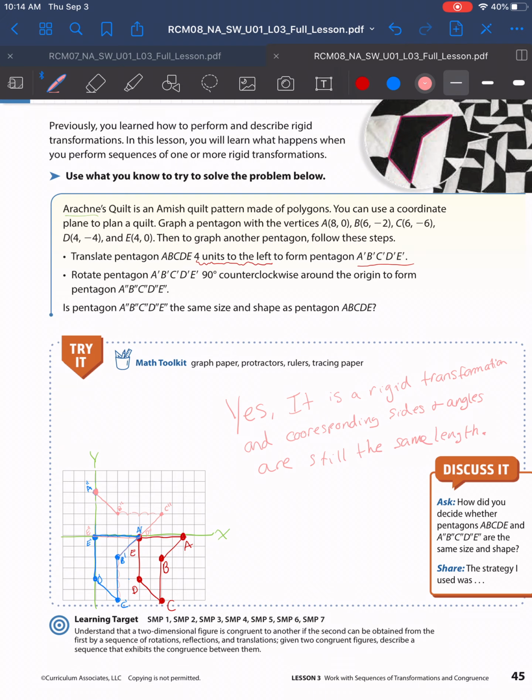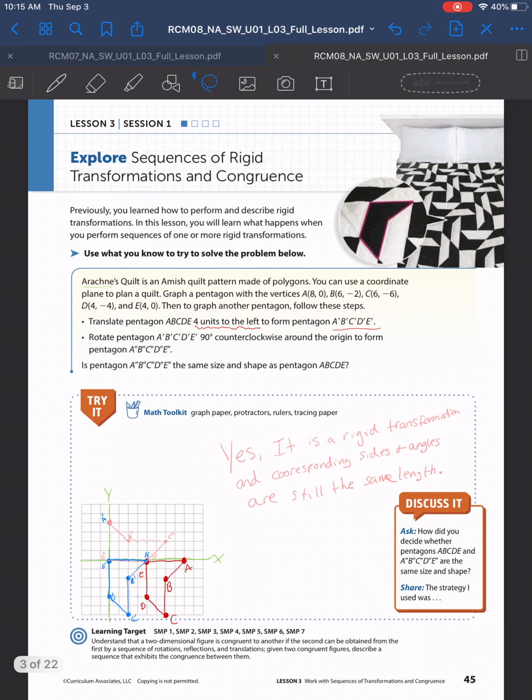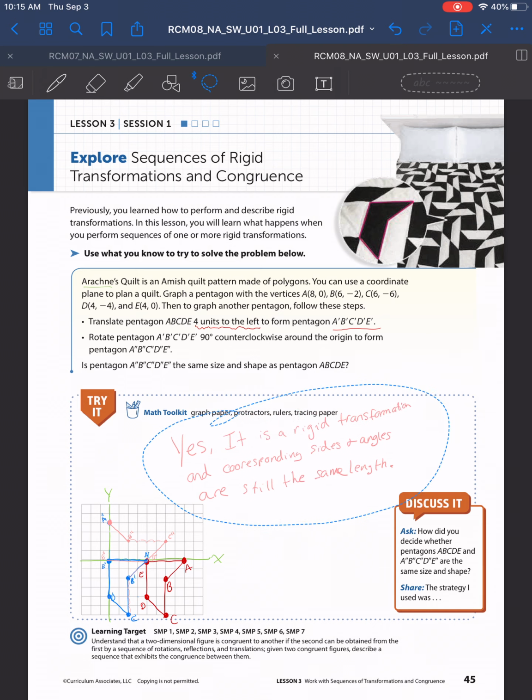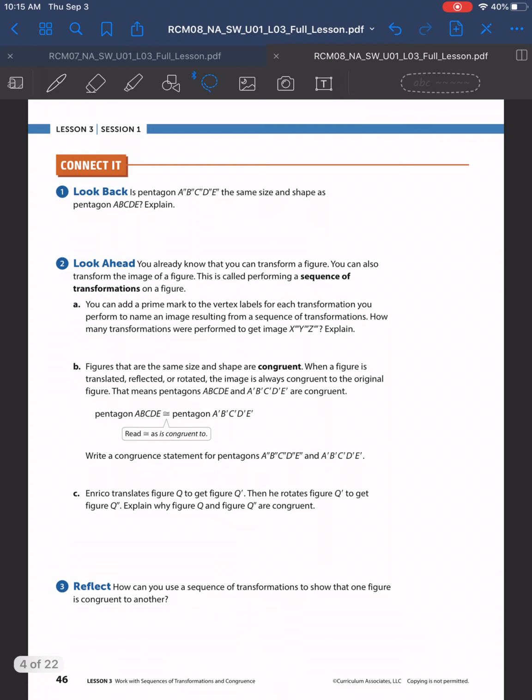Okay. All right. Now, I believe we're going to have some questions to answer. So it says, look back. Is pentagon ABCDE double prime the same size and shape as pentagon ABCDE? Explain. Okay, I'm not going to explain because I literally just wrote that right here. So this is going to go on the other slide, which is ridiculous. I'm not going to rewrite that twice. I'm just going to say, look on page 45, because that's silly.